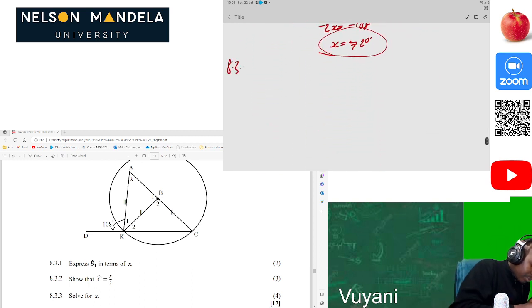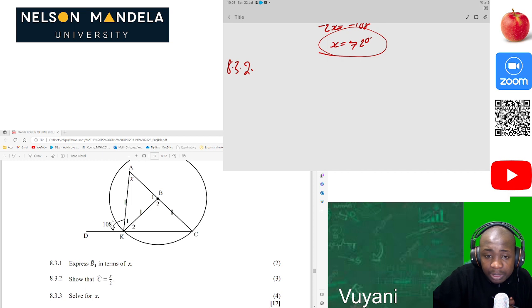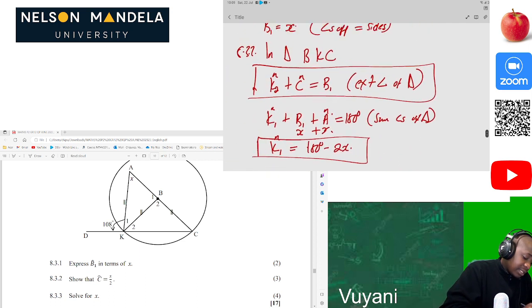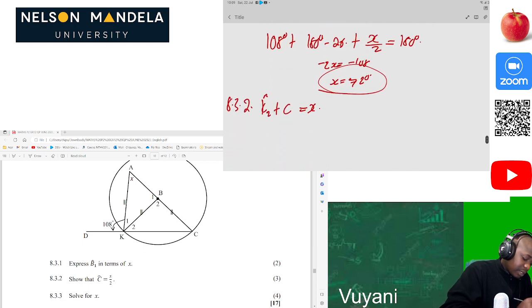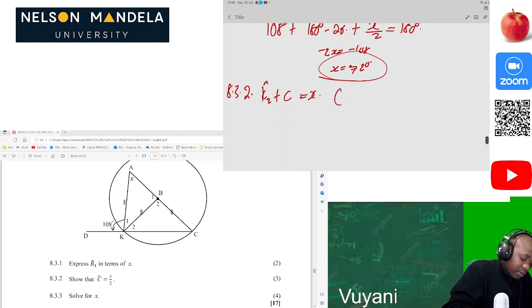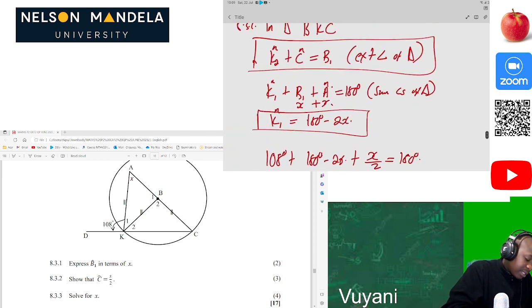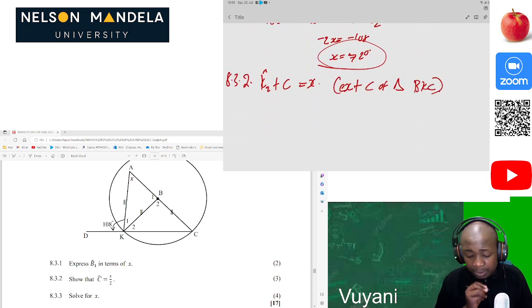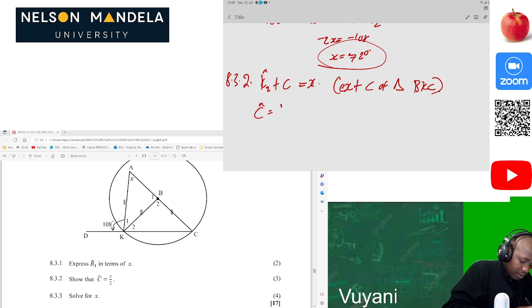8.3.2, there was a bit of a mistake on my part. We can see that K2 plus C is equal to x. No, we did answer it here, but let's just do it again. So K2 plus C is equal to x. Why? Exterior angle of the triangle. Which triangle is that? The triangle PKC. Then after that, we can see that angle C is equal to angle K2, why? Angles opposite equal sides. They have sides which are equal to each other.